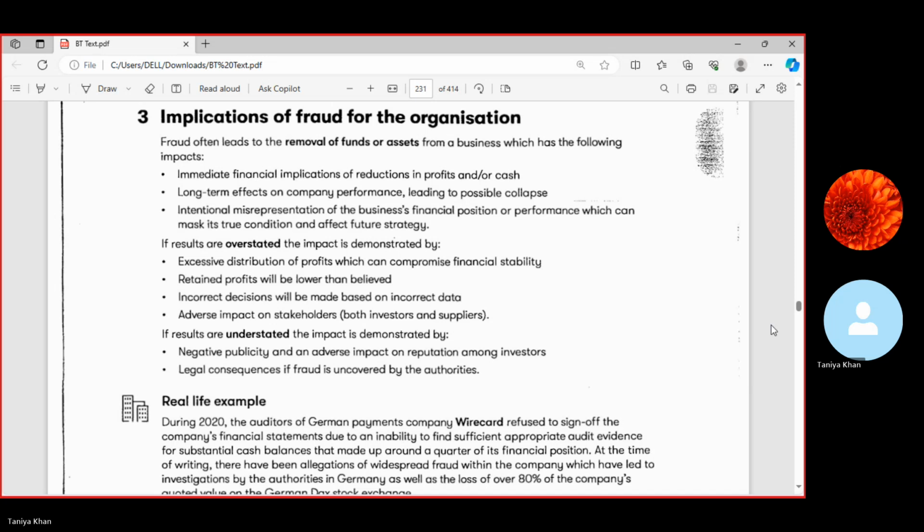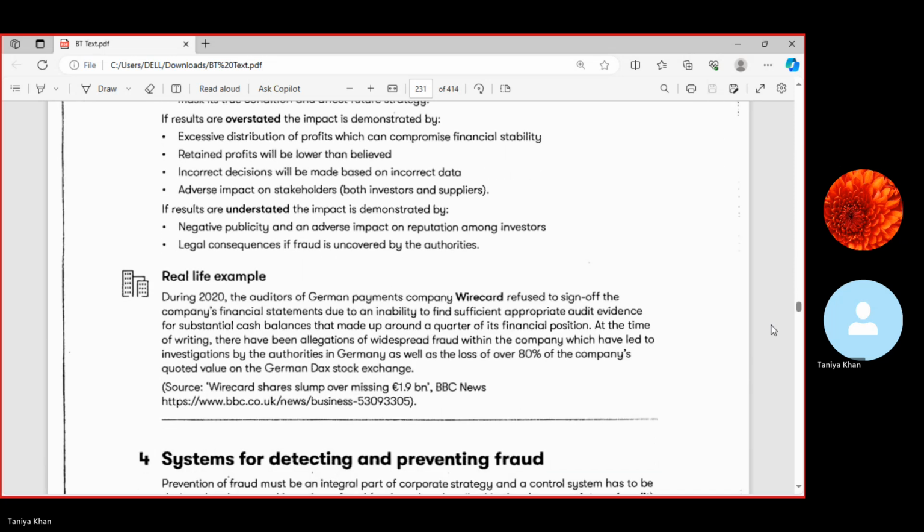Now, if results are understated, the impact is demonstrated by negative publicity and an adverse impact on reputation among investors. If you are earning a huge amount of profit but understating it with the motive that you don't want to share the profit among the shareholders, shareholders will have a mindset that the company is not stable, and in future it might collapse also. So they will have negative publicity and a negative image against the company.